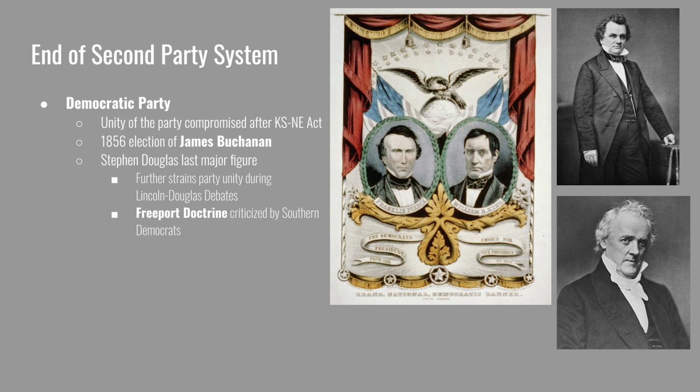It acknowledges that yes, slavery will be legal everywhere in the United States, but if a local government or state government does not want to enforce slavery, then it doesn't have to. It won't be forced by the federal government to do so. This appeases Northern Democrats, but it makes Southern Democrats really angry since it's a concession to the North after they had thought that they had won the slavery debate.